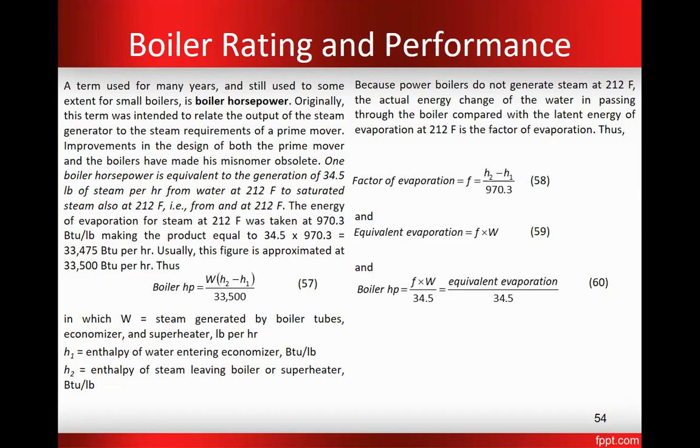Then, because power boilers do not generate steam at 212 Fahrenheit, the actual change of water in passing through the boiler compared with the latent energy of evaporation at 212 Fahrenheit is called the factor of evaporation. Thus, the factor of evaporation F is equal to (H2 minus H1) over 970.3. And the equivalent evaporation is F times W. Then, boiler's power is equal to F times W over 34.5.